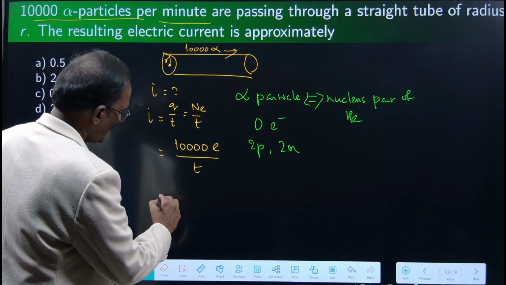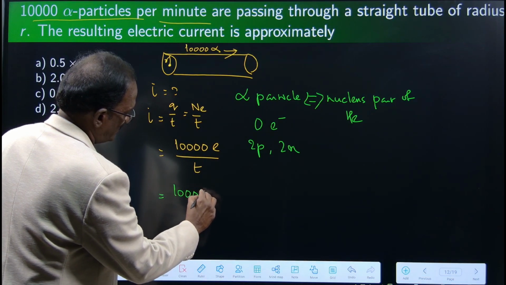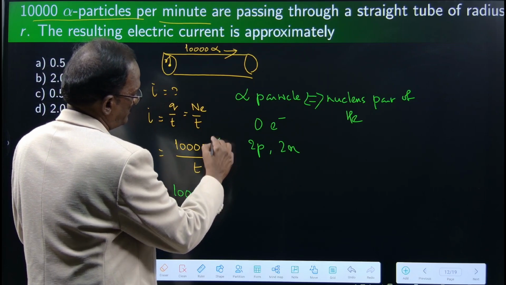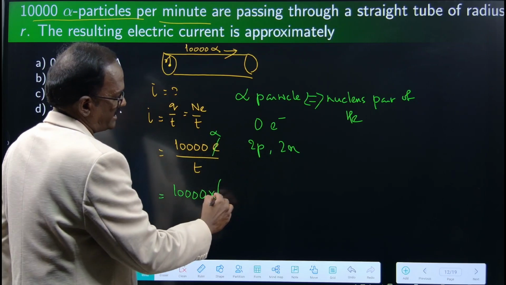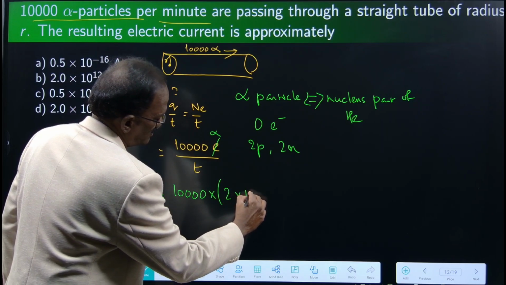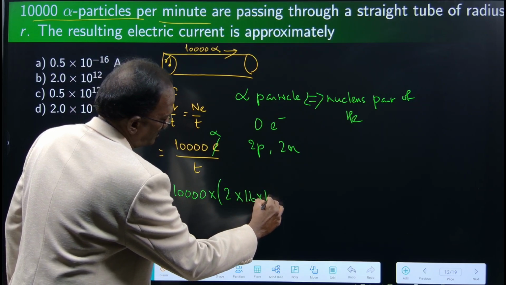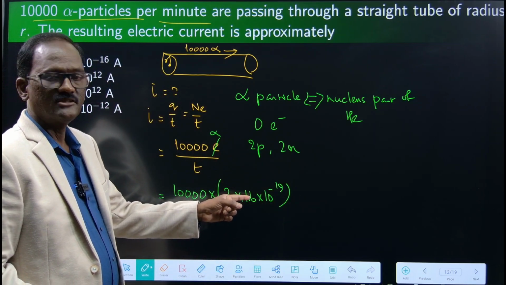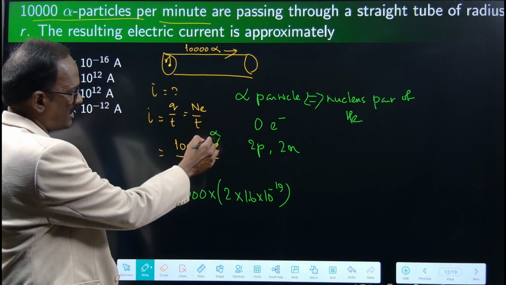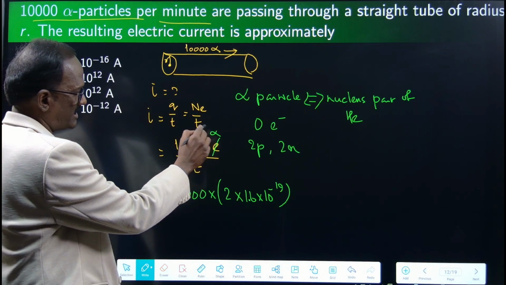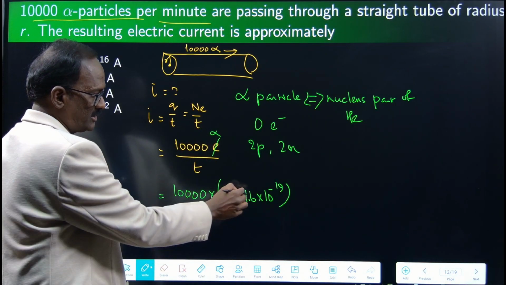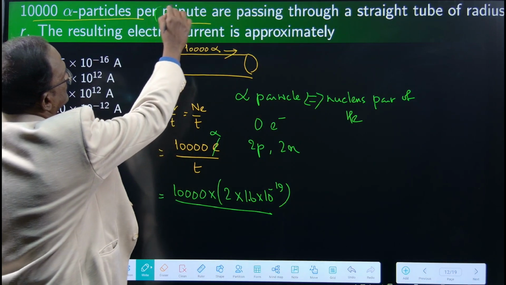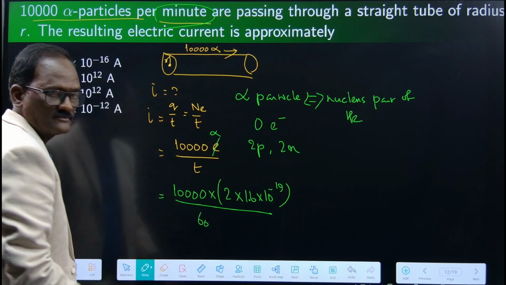I is equal to 10,000, which is the N value, times the charge of one alpha particle. Here instead of e, let me write alpha. One alpha particle has 2 protons, so this is 2 into 1.6 into 10 to the power of minus 19. Only thing is it is a plus value; for electron, it is a minus value. So 10,000 into 2 into 1.6 into 10 to the power of minus 19, divided by t. It is per minute, so 60 seconds.